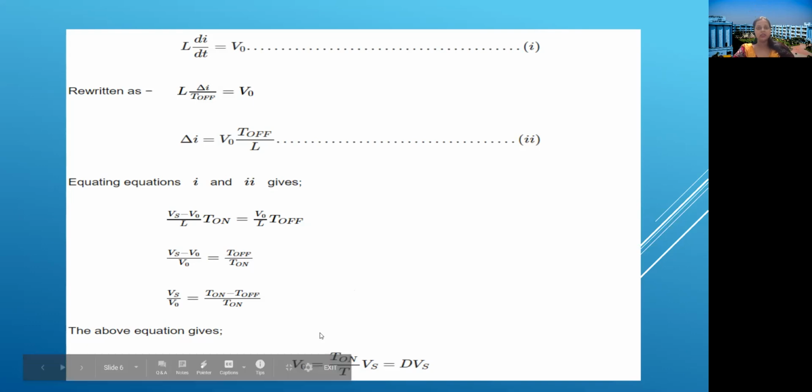Now what is D? D is duty cycle. What is duty cycle? Duty cycle is the ratio of on time divided by the total time period, where the total time period is the summation of on time and off time. Okay, now very easily we can say that duty cycle is always less than 1. So from this equation we can say that output voltage will always be lesser than the input voltage, and that is the principle of step down chopper.